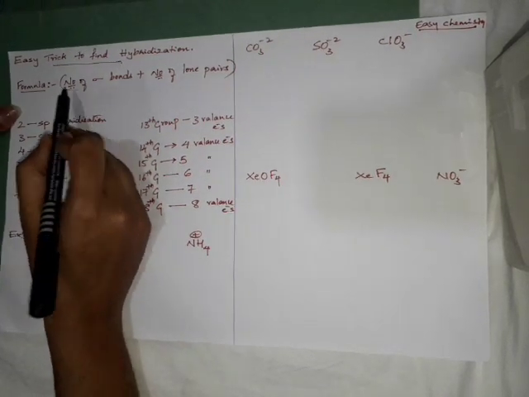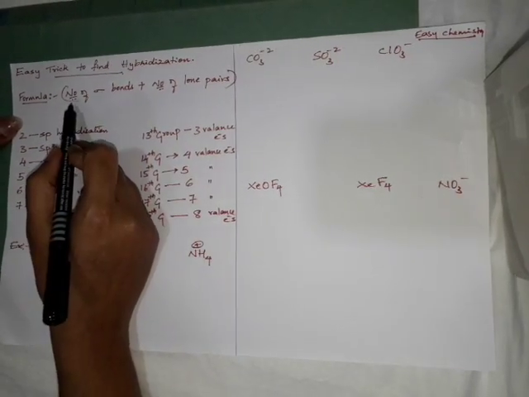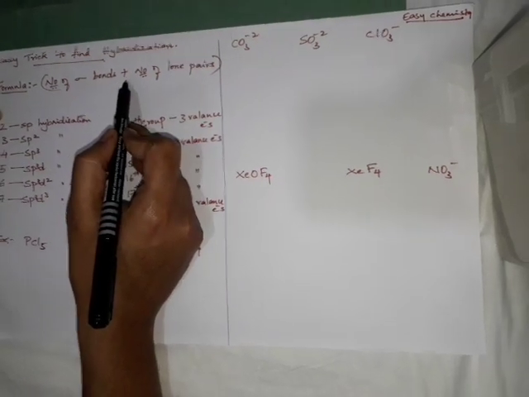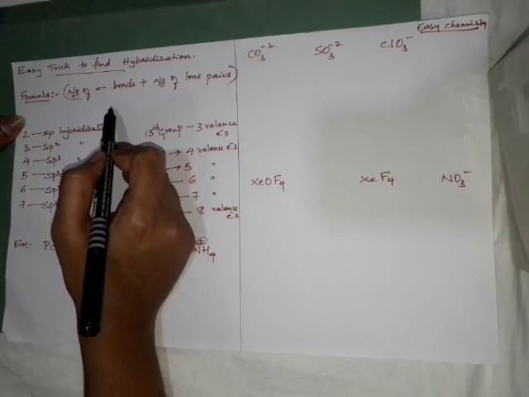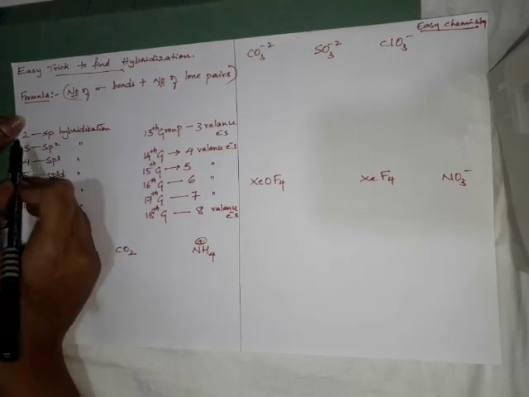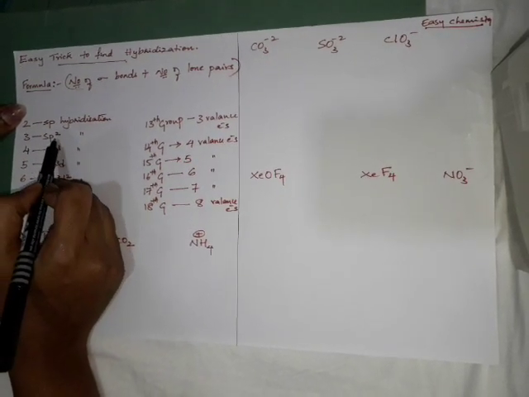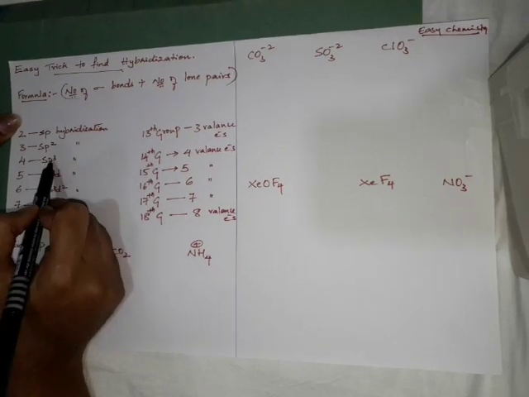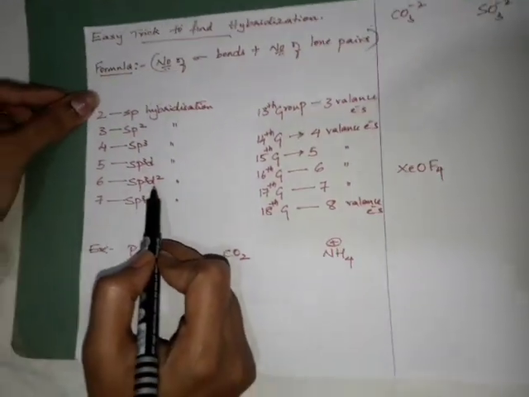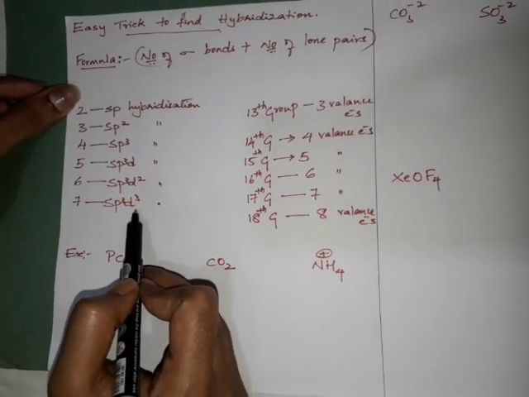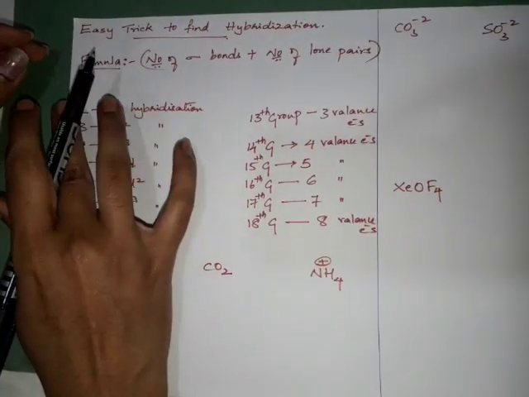So look here, it is number of sigma bonds plus number of lone pairs. See children, you just have to do number of sigma bonds plus number of lone pairs. On doing this simple calculation, you get a digit, right? If you are getting a digit 2, then it is sp hybridization. If you are getting 3, it means sp2 hybridization. If it is 4, sp3, if it is 5, sp3d, if it is 6, sp3d2, and if it is 7, sp3d3, right? So this is the basic information that you must know to work out for the trick.